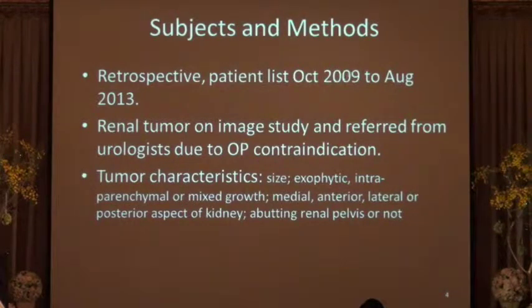We retrospectively reviewed our patient list from October 2009 to August 2013. These patients were found to have renal tumors on image study and referred from urologists due to surgical contraindication. And we reviewed the pre-procedure image and recorded the tumor characteristics, including the size and the growth pattern, location, and the relation with renal pelvis.